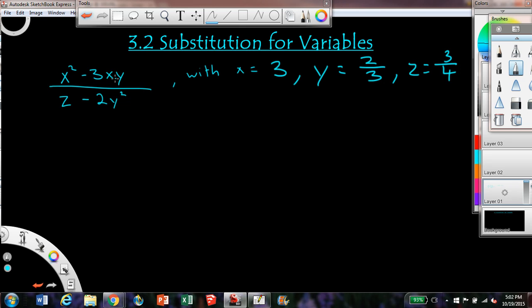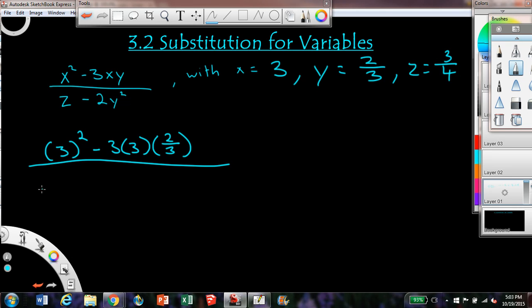So instead of x, we're substituting again. I now have my values for my variables. So I'm going to take out the x, and in its place, parentheses 3. What was happening to x? It was being raised to the second power, minus 3 parentheses 3. This is an x. This is a y, which is going to be 2/3. Oh, that's not so bad. That's going to cancel out.